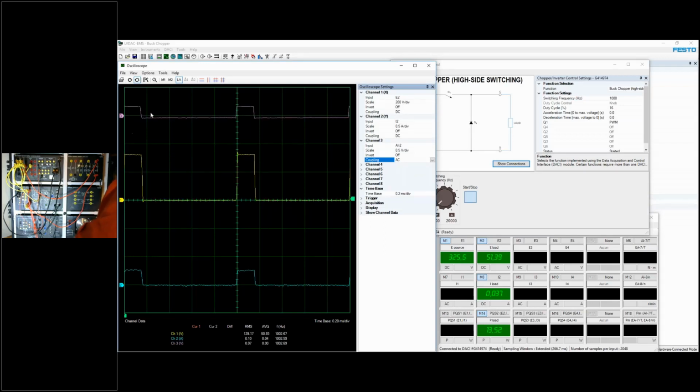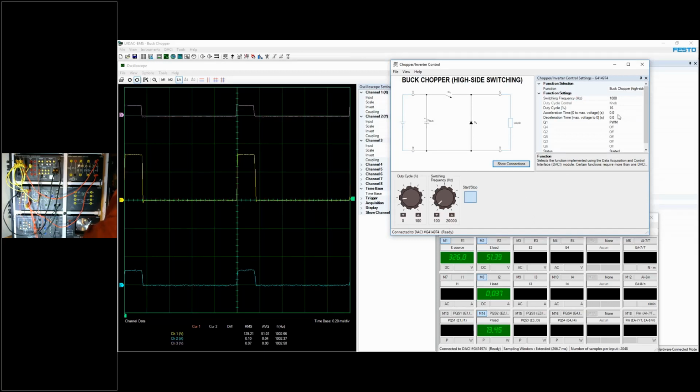There we go. So I have the triggering signal, the switching signal, sent to our transistors here. And the duty cycle, as you see, is set to 16%, which means that my transistor is on 16% of the time and off 84%. So let's make that an easier number. Let's say 20% here, like this.